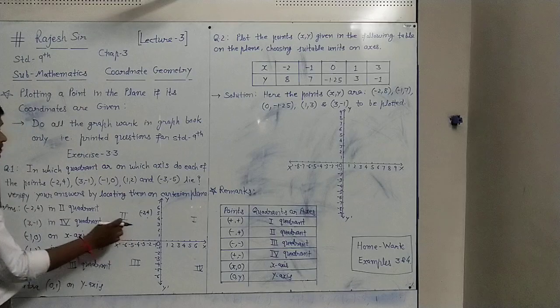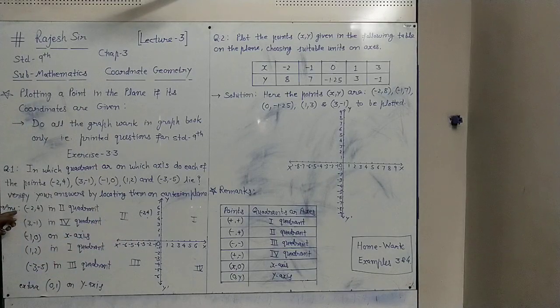So this point comes in the second quadrant. So in the answer we have given that (-2, 4) is in the second quadrant. So it is verified by locating the point also.